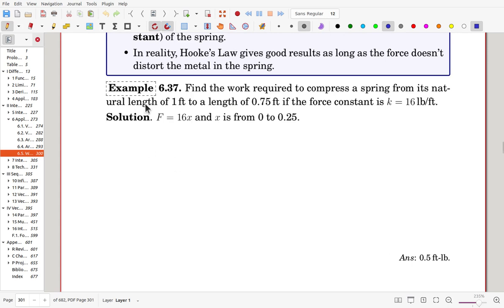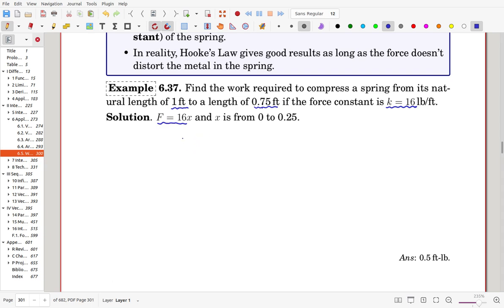Okay, example 6.37. Find the work required to compress a spring from its natural length of 1 foot to a length of 0.75 feet. The force constant is given here as 16. That means the force is 16x. Now from 1 to 0.75, the difference is 0.25, which is 1/4. So now it is compressed a quarter.